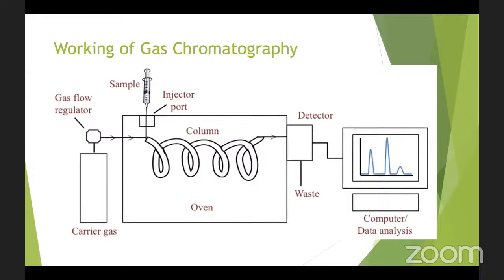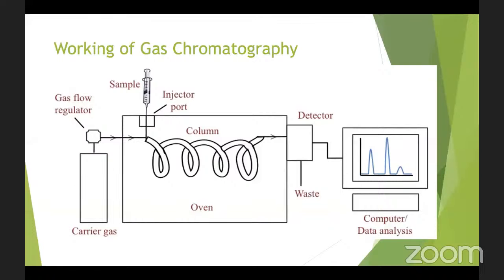Next is the sample. The sample can either be a gas, a mixture of gases, or a liquid. When the sample is a liquid, that liquid should be easily converted to gas, and if it is converted to a gaseous form, then its activity should not change. So only a liquid whose activity upon conversion to gaseous form does not change can be used as a sample in gas chromatography, or you can use a gas directly.